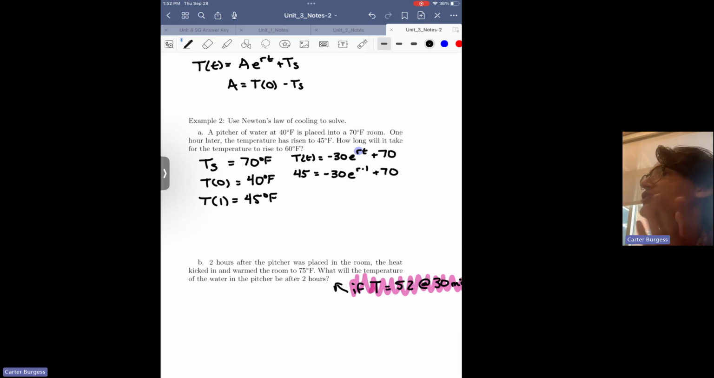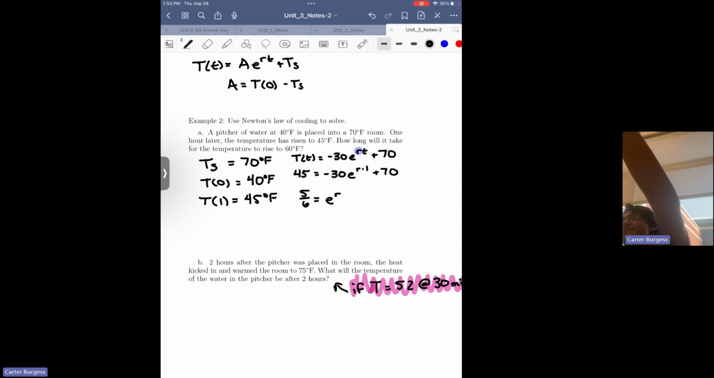How do I solve this for R? What do I need to do to solve this? Subtract 70 and divide by negative 30. We need to get the exponential piece of our equation on its own. Subtracting 70, 45 minus 70, I get negative 25. And dividing by negative 30, I get 25 over 30, or 5 over 6. And then e to the r times 1 is just e to the r. If this happened after 2 hours, it would be 2R. If it happened after 7 hours, 7R, and so on.